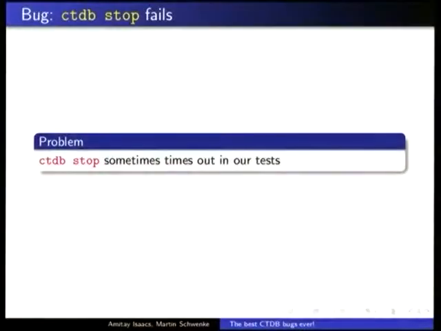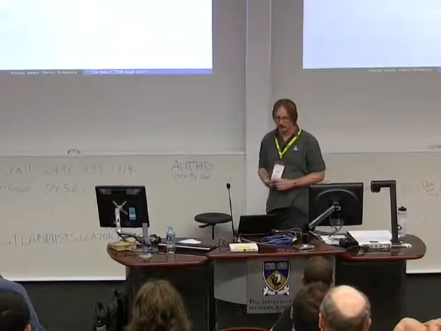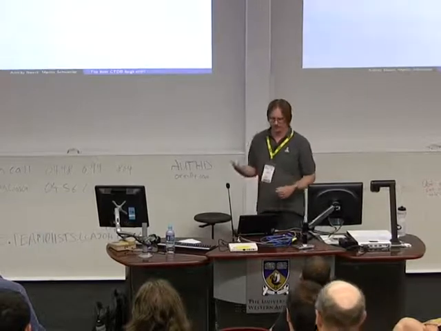Okay, so here Amitay is the performance guy, and I'm the crazy bug guy. CTDB stop is a command that administratively takes a node out of the cluster. It makes it inactive. And we would just see the CTDB stop command time out in our tests. We run tests every night. CTDB stop just times out.